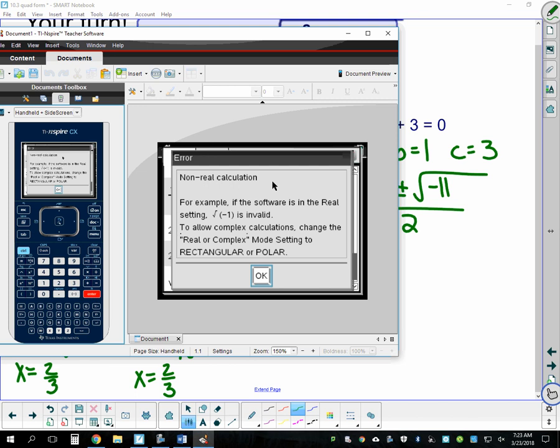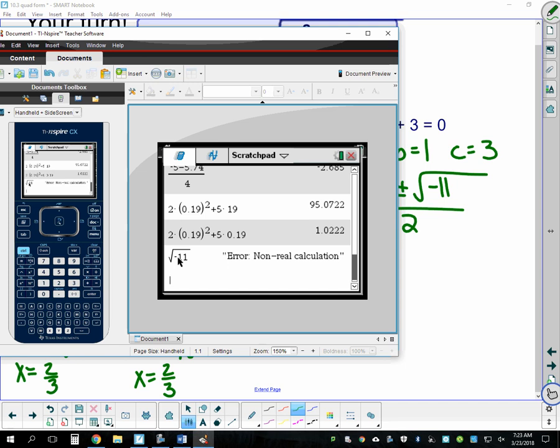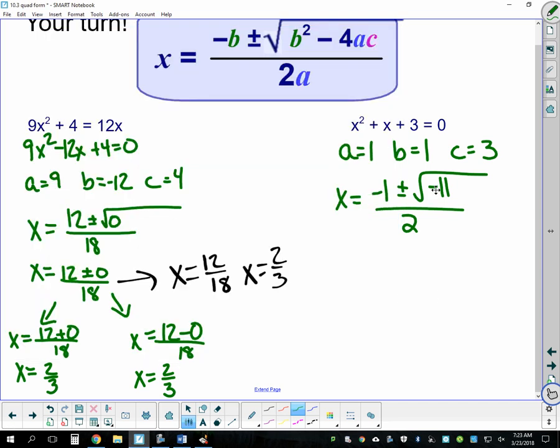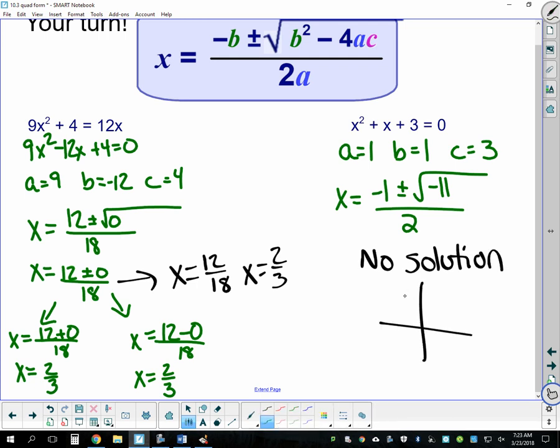Non-real calculation. What's the problem with that? You're not allowed to take the square root of a negative number, right? Well, if I can't do this part of the problem, then I can't do the rest of the problem at all, which tells us what? No solution. If we were to graph this, it's going to be somewhere up here, and it's never going to cross that x-axis.